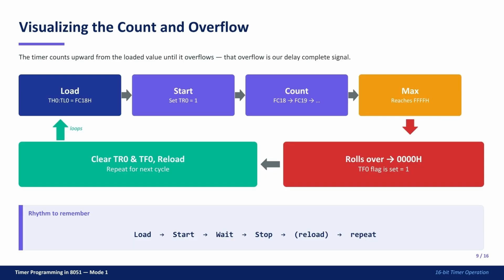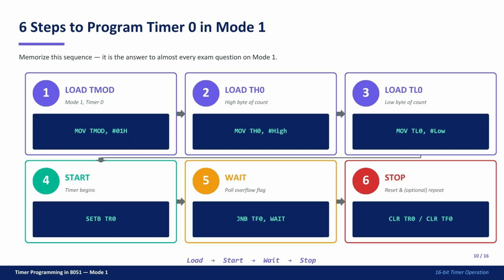Now let me give you a clean 6-step procedure for programming timer 0 in mode 1. Now let's see a code about it. Here we are loading the TMOD register with 01H. This tells the 8051 that timer 0 should run in mode 1 as a software control timer.